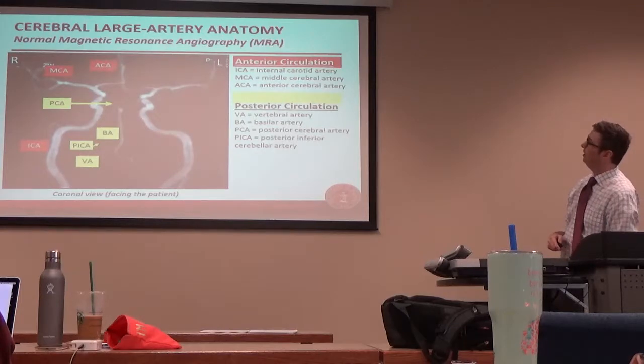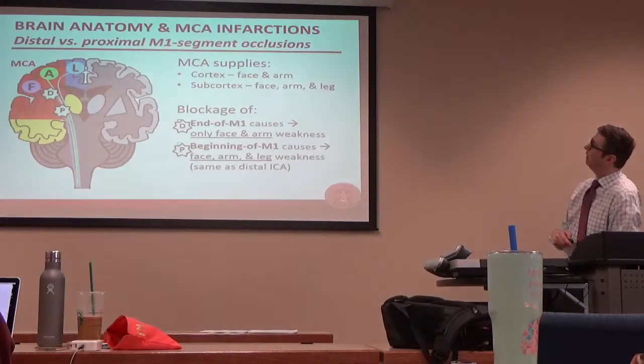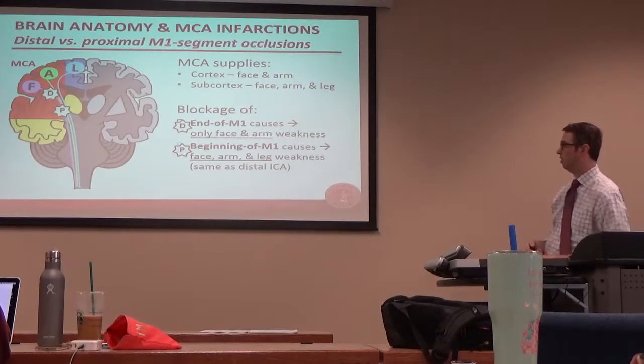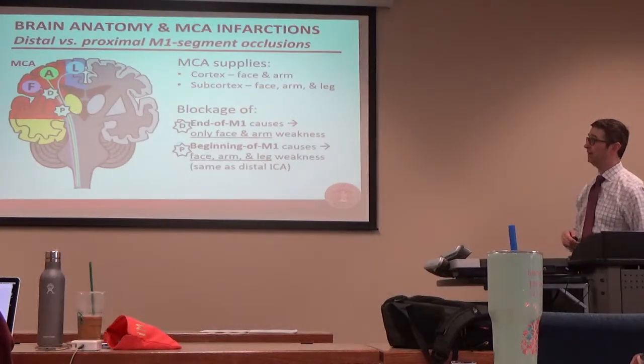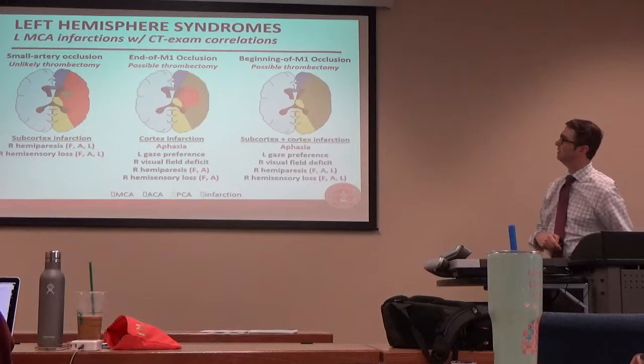This is MRA of anterior and posterior circulation. This is distal versus proximal M1 segment occlusions. So subcortex will also catch the leg, given the homunculus, how that's given. And the M1 causes only face and arm weakness. The beginning of the M1 causes face, arm, and leg weakness, same as distal ICA. So you can localize the area of the lesion initially by just potentially doing a quick physical exam.